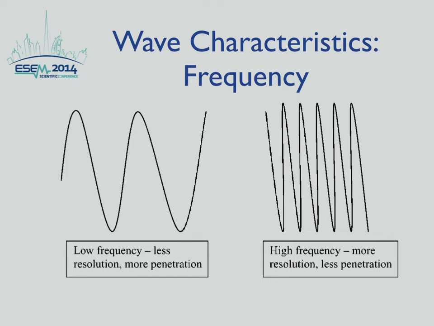Frequency is a major factor in determining the depth of beam penetration. The low frequency has less resolution but has more penetration, therefore can image deeper structures. While the higher the frequency, the more the resolution, but it has less penetration and therefore the image is going to be shallow.